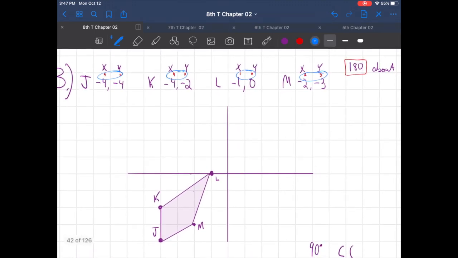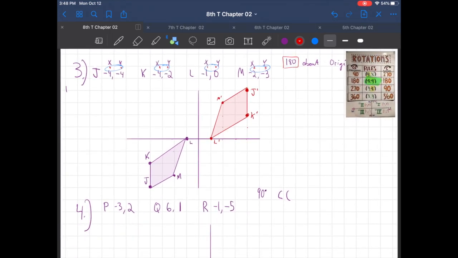So let's plot our answers. We know it's 4 and 4. I'm going to do this in red. 1, 2, 3, 4. 1, 2, 3, 4. This is our J prime. Now we have K prime, which would be 4 and 2. 1, 2, 3, 4. This is now my K prime. Now I have +1 and 0. This would be my L prime. And my last one is 2 and 3. So 2 and 1, 2, 3. This is my M prime. So now I just have to connect my shape. And there we go. We have the exact opposite of this shape. That's what that's supposed to look like.